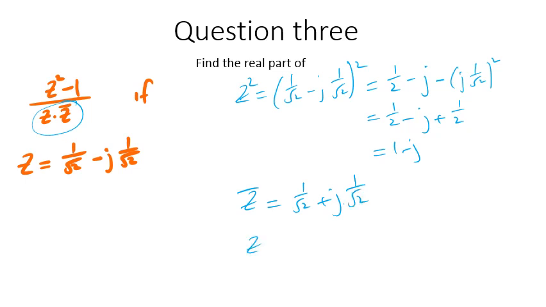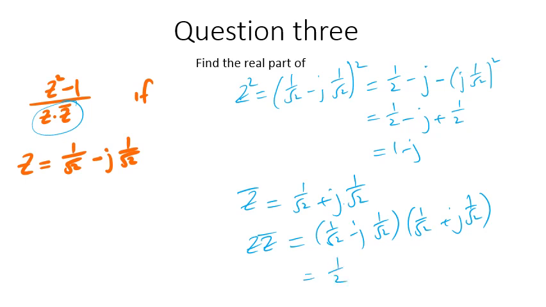So if I go z bar, if you remember from our lectures, that is 1 over root 2 minus j 1 over root 2 into 1 over root 2 plus j 1 over root 2. It looks like the difference of two squares, but don't fall for that, because this is nothing more than the first term squared plus the second term squared, which is 1, a real number. Agreed? Yes.